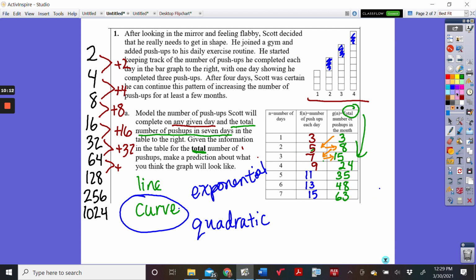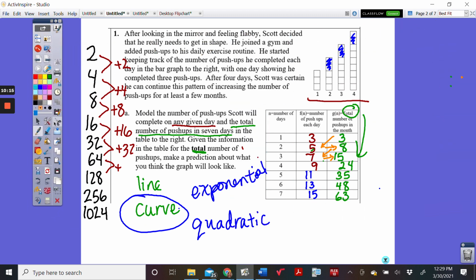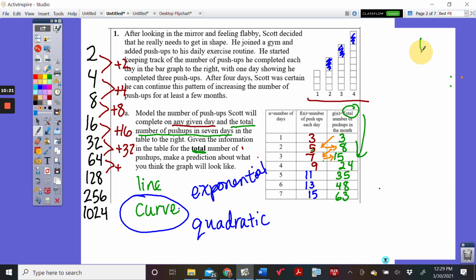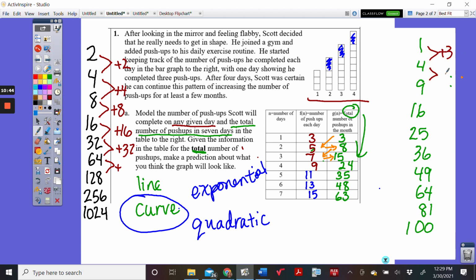And let's go put over here the quadratic stuff. So I'm just going to take a number and square it. So 1 squared is 1, 2 squared is 4, 3 squared is 9, 4 squared is 16, 5 squared is 25, 6 squared is 36, 7 squared is 49, 8 squared is 64, 9 squared is 81, and 10 squared is 100. And I look at that rate of change. I'm adding 3, I'm adding 5, I'm adding 7, I'm adding 9, I'm adding 11, and I'm adding 13.